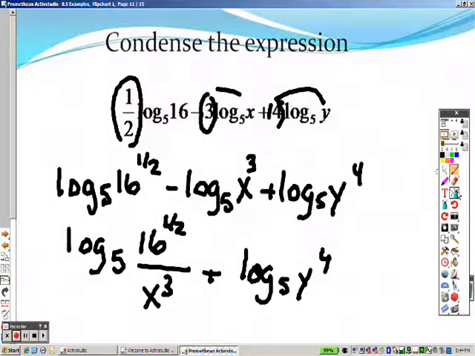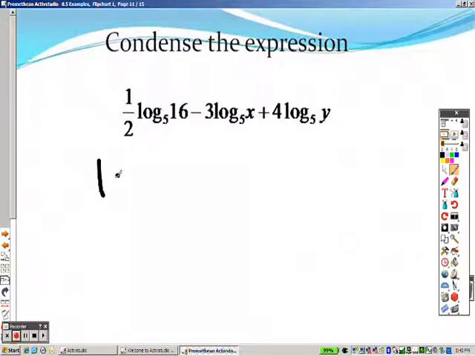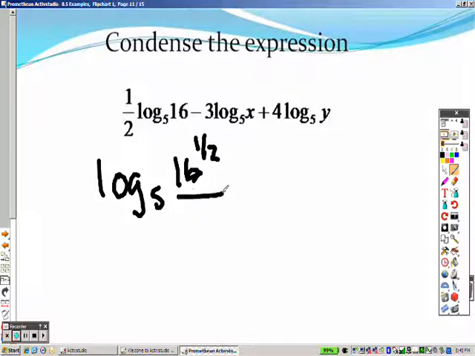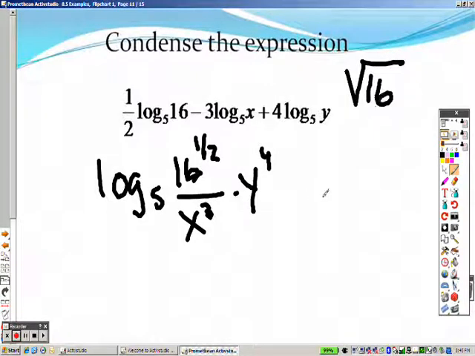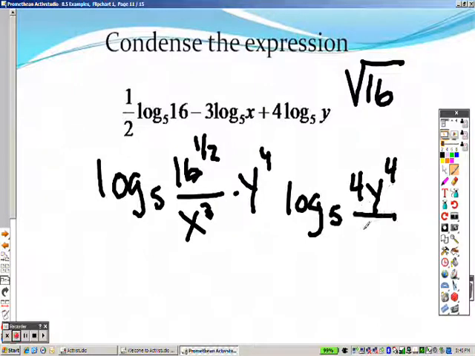So what that means is I end up with 1 log base 5 of 16 to the 1 half over x cubed times y to the 4th. Well, what happens is 16 to the half is like saying square root of 16. The square root of 16 is 4. So really we have as our final answer here, log base 5 of 4y to the 4th over x cubed is your answer.